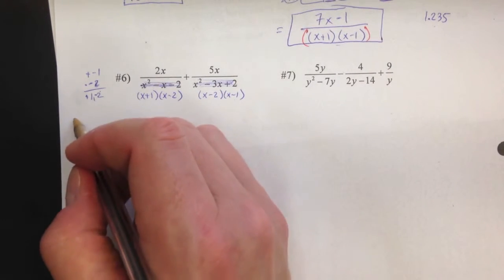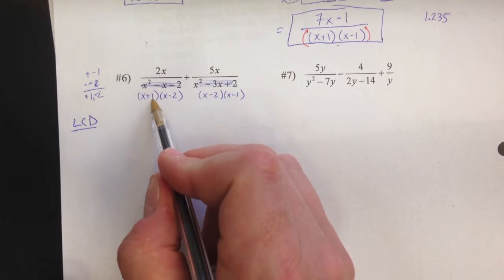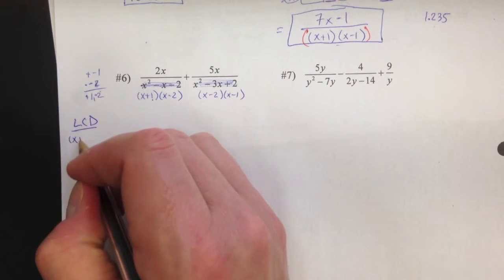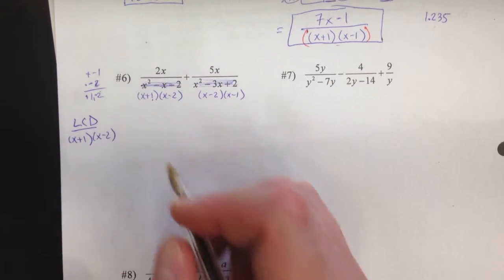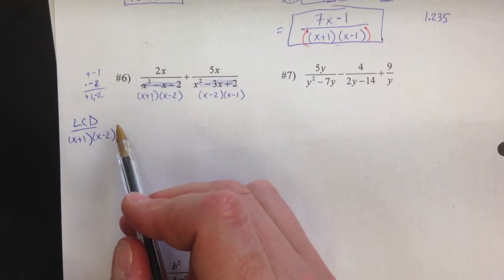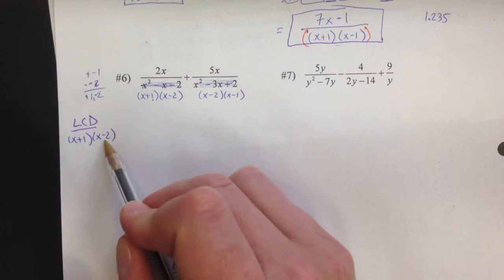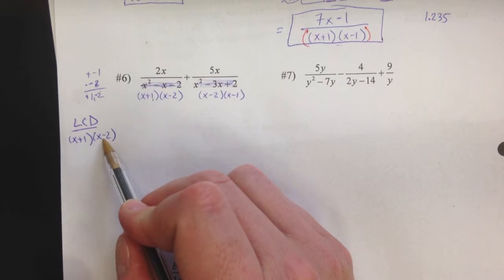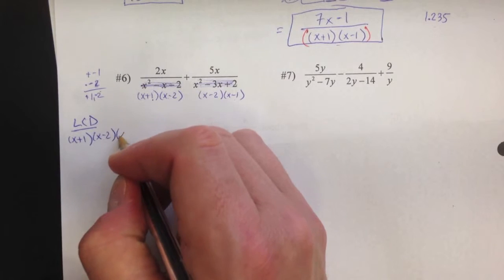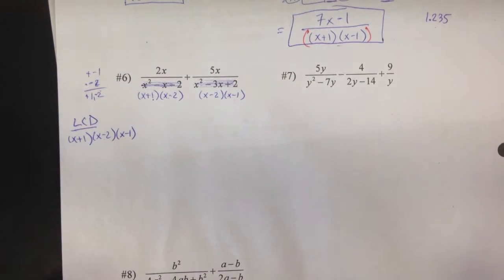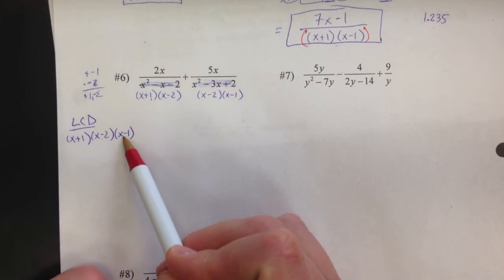All right, LCD, least common denominator. You have to have an x plus 1. I'm going to write that down. You have to have an x minus 2. That's the first fraction, so this is good. In the second fraction, you have to have an x minus 2. We do. I already have it, so I don't need to write it again. But we also need an x minus 1. So I'm going to have to put that in there. So your LCD has got 3 different factors.